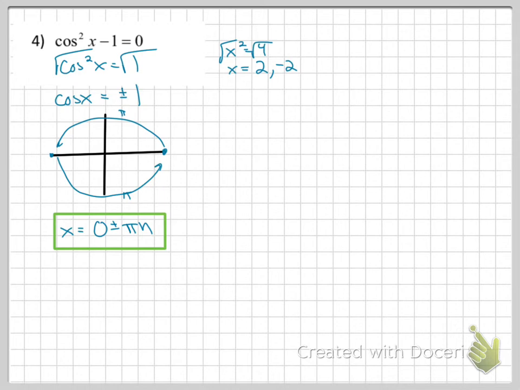But I also want to show you another way in case maybe you recognize that as a difference of squares, right? Cosine squared, don't forget the x, minus 1 is a difference of squares, factoring one with the plus, one with the minus. So cosine equals 1 and cosine equals negative 1. It's the same answer. I just wanted to show you that there were two different ways to get there.